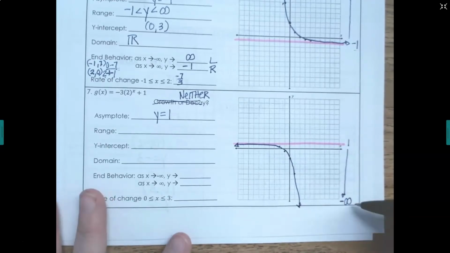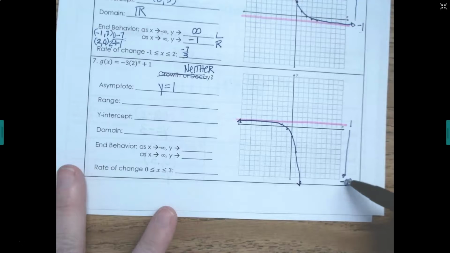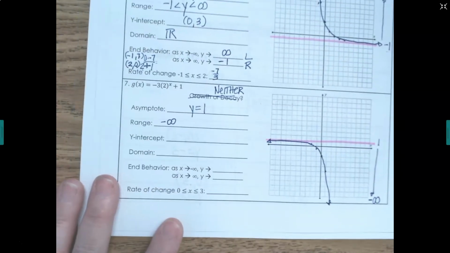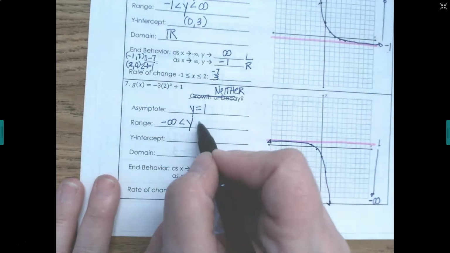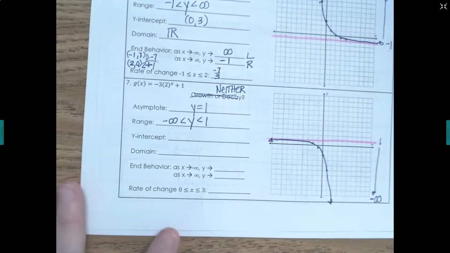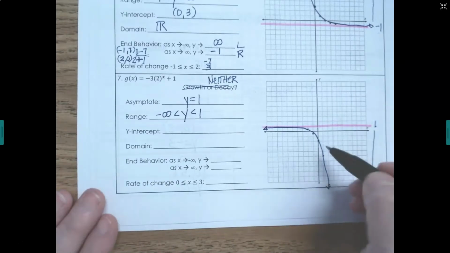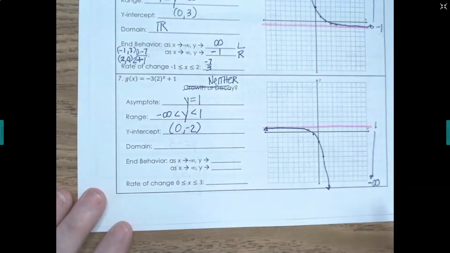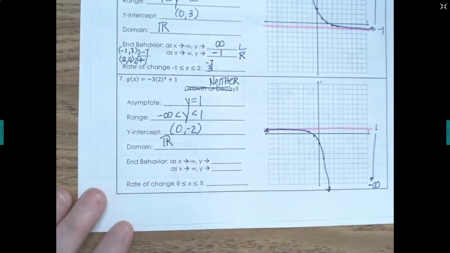Now, for range, though, we always read from the bottom to the top. That's how we read these others, from the bottom to the top. So the first thing that we're going to get is negative infinity. Can't be equal to that. And then we're not going to go past 1, and we're not going to be equal to 1 because that's our asymptote. Okay. Our y-intercept is here at 0, -2. Our domain is never stopping left or right, so that's all real numbers.